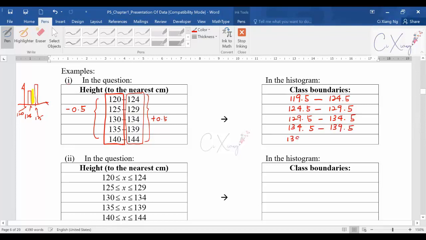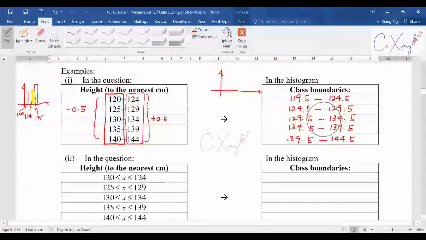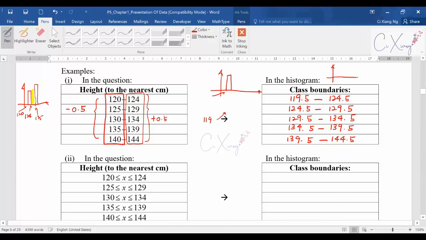So if you continue everything, 139.5 to 144.5. After you do the adjustment, you ask yourself again, if you draw the histogram using the values after the adjustment, do your bars still have a gap or not? So let's say I draw the first bar. Maybe the first value here is 119.5, and then this value itself will be 124.5.